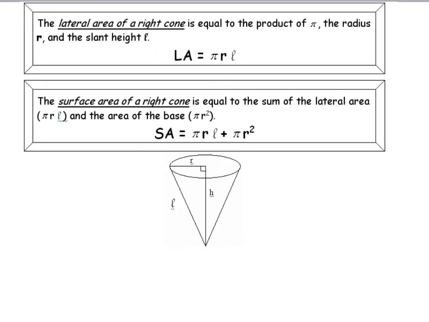Now, how do I figure out lateral area and surface area of a cone? Well, we're going to follow these formulas. If I take a look at the lateral area of a cone, all you have to do is take pi times the radius of that base times the slant height, and that'll give you the lateral area around it. If you wanted to get the surface area, you would still have whatever your lateral area was, and then you would just add on the area of the base. And we know the area of a circle is pi r squared, so surface area is pi rl plus pi r squared.